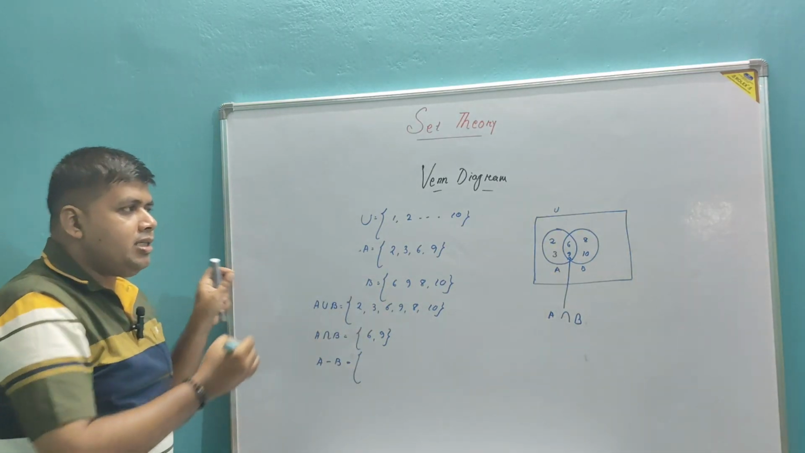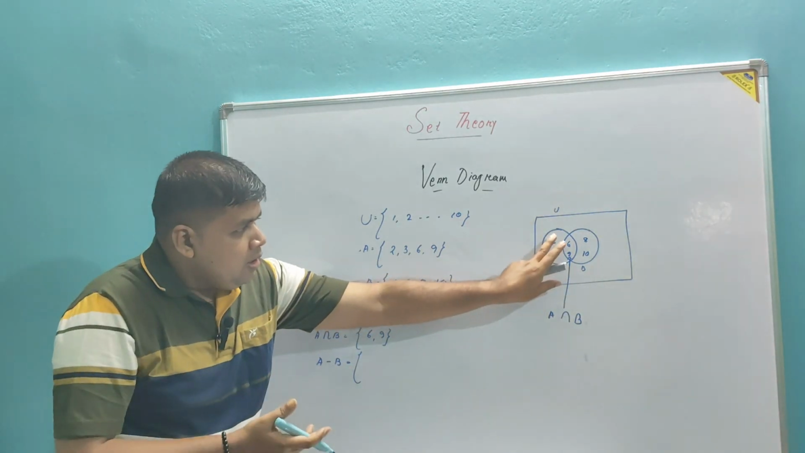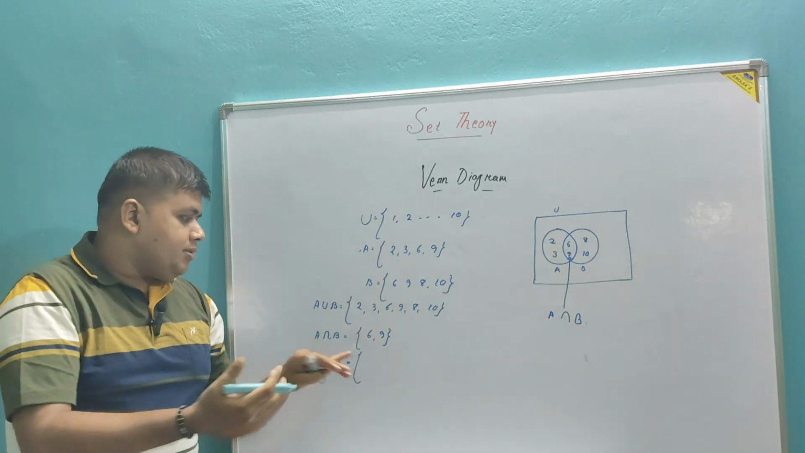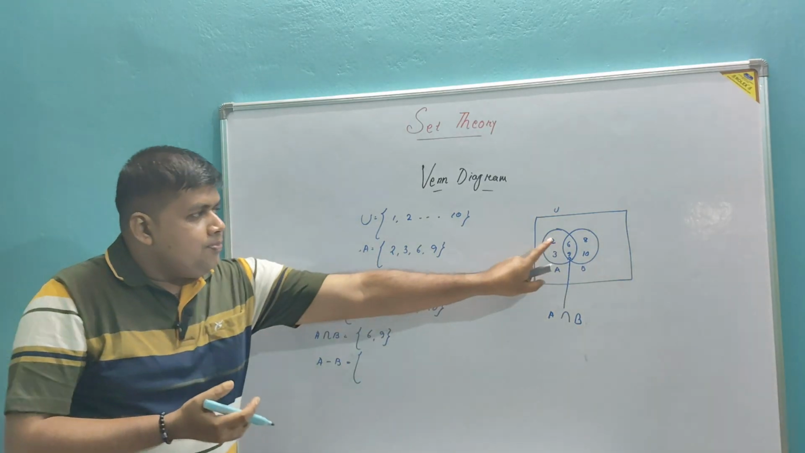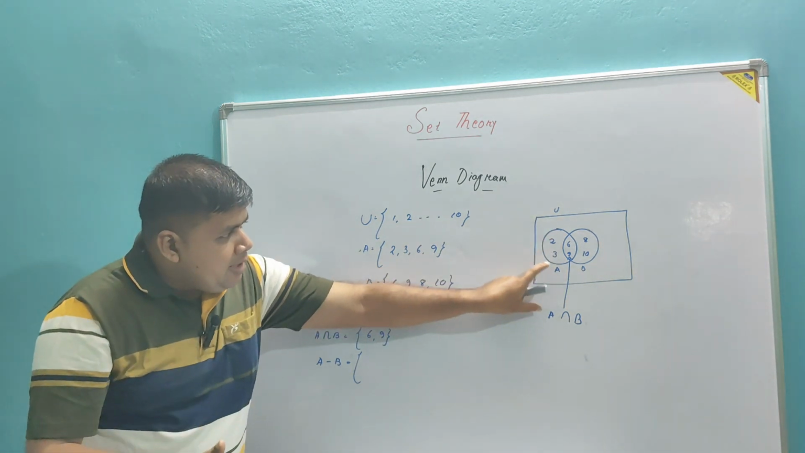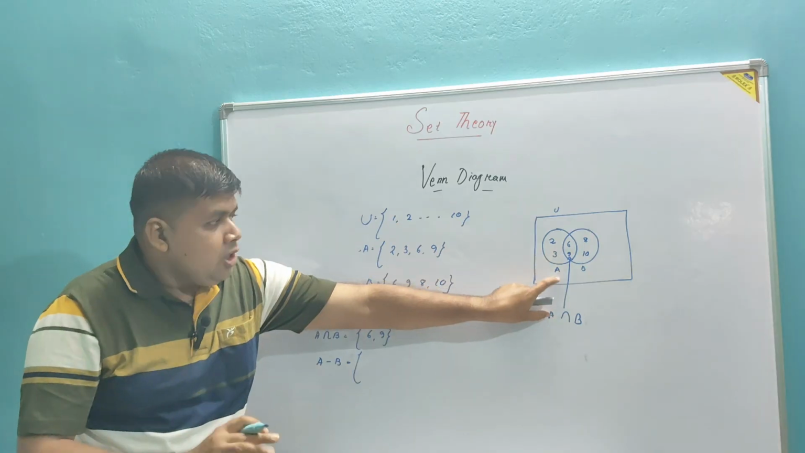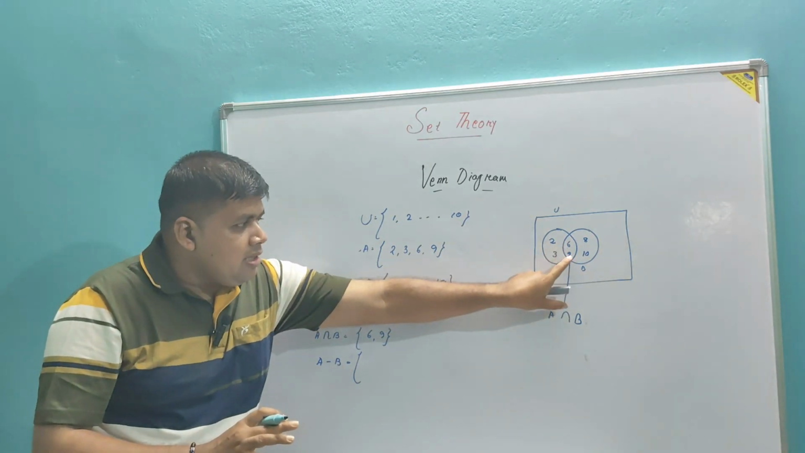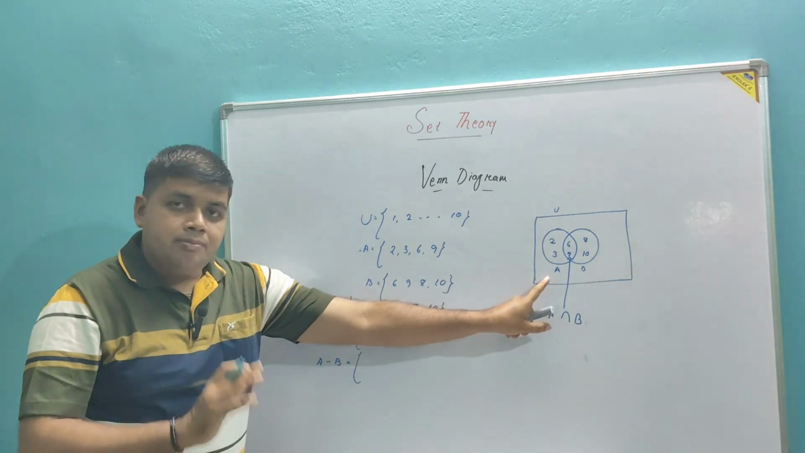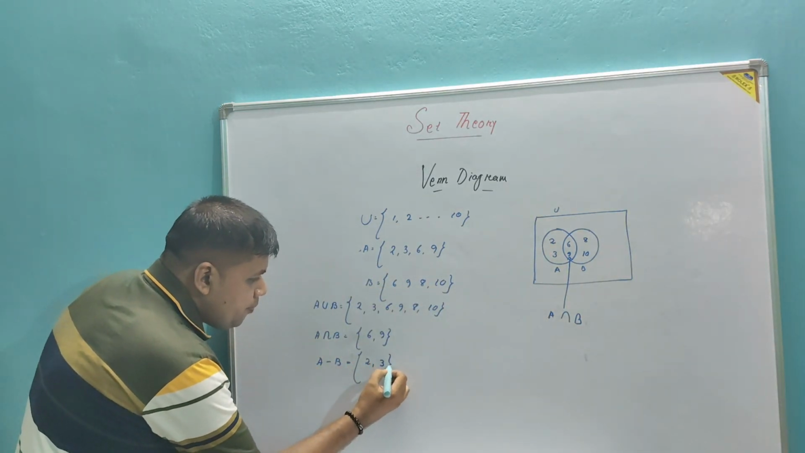So how can you find A minus B? Elements of A which are not in B. As we have seen in the previous video, elements of A which are not in B come under set difference. On the Venn diagram it is clear that 2 and 3 are inside A but not inside B, because 6 and 9 are inside both A and B. So A minus B will be 2, 3.